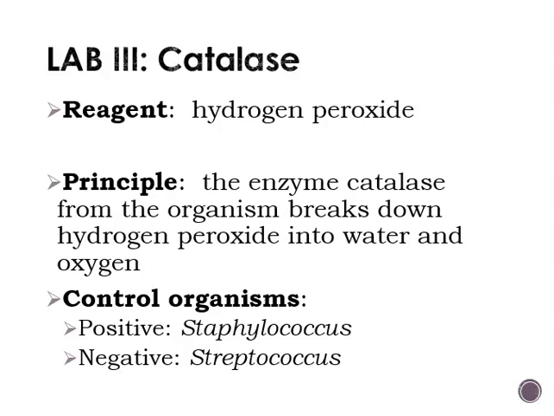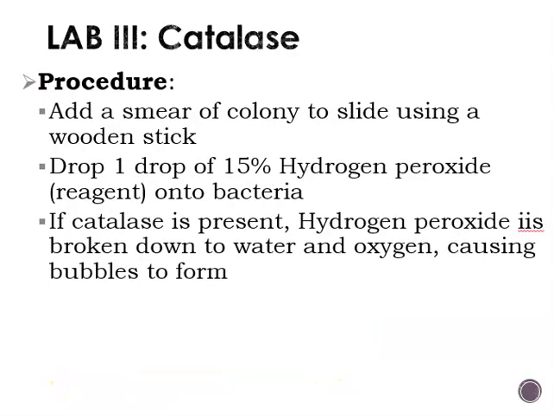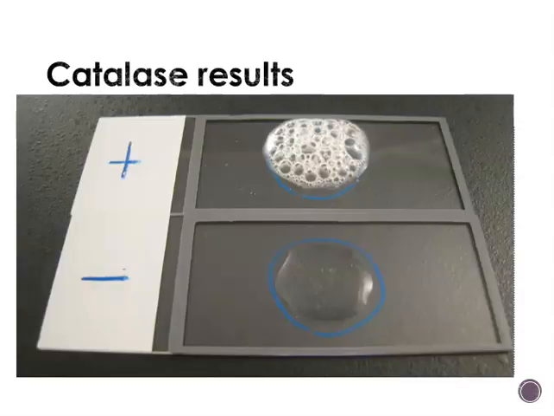The catalase test, the reagent for that one is just hydrogen peroxide, and we're just trying to determine if the organism contains the enzyme catalase. And remember, this is what we use to differentiate staph species from strep species. Our positive control would be a staph, our negative control would be a strep. It's just as simple as a drop of hydrogen peroxide and placing a small amount of the bacteria into the peroxide to see if it bubbles. The positive reaction is bubbling, negative is no bubbles.